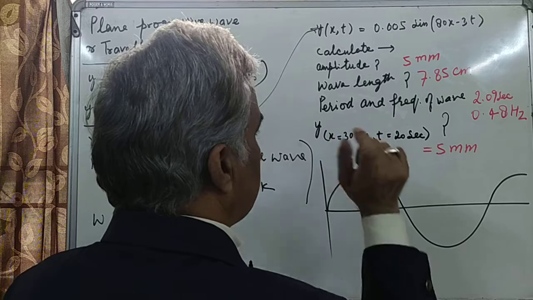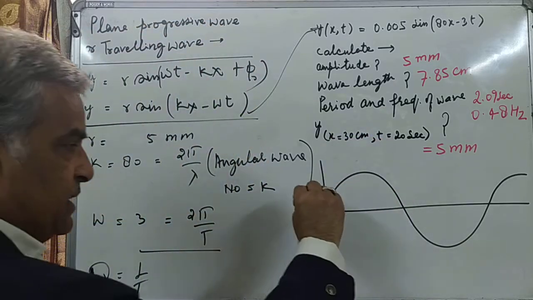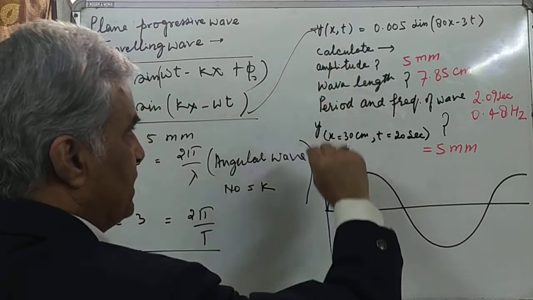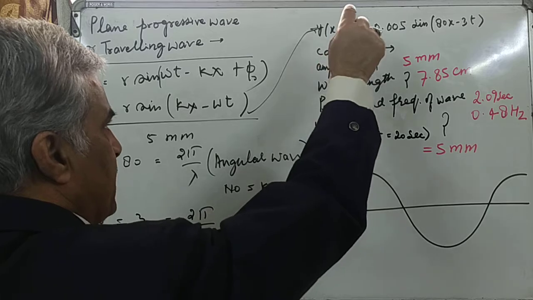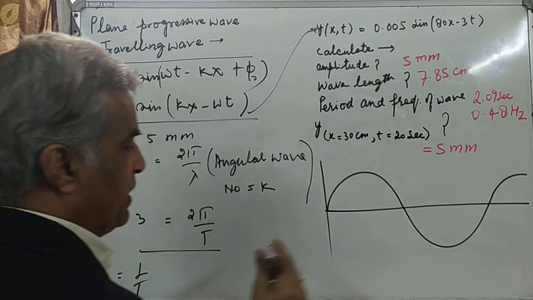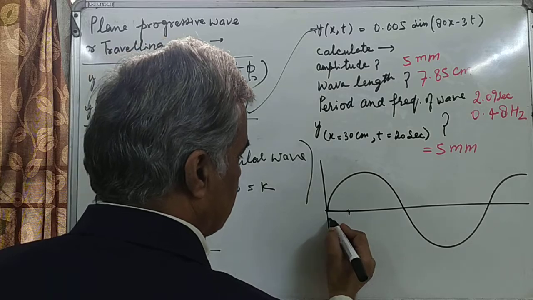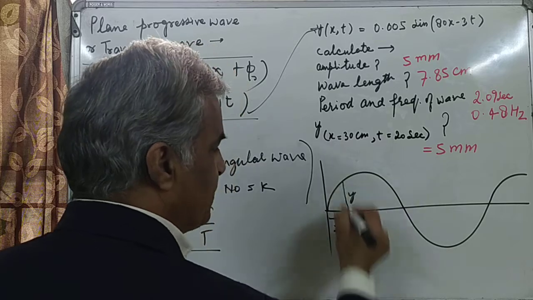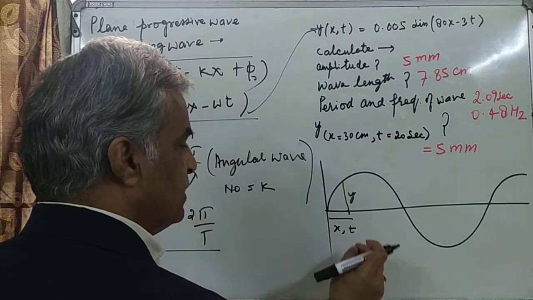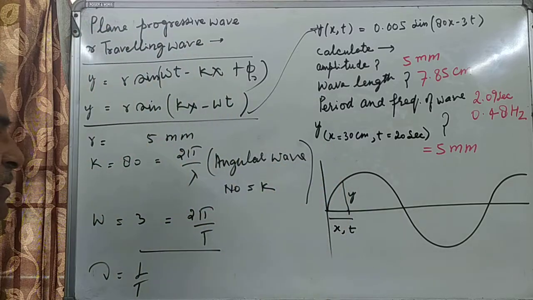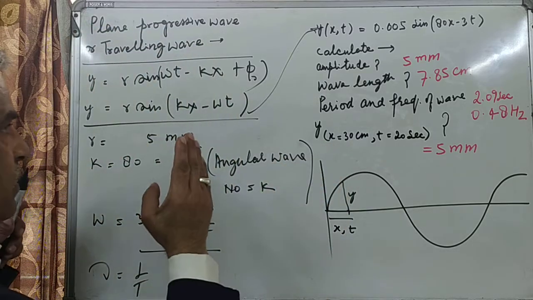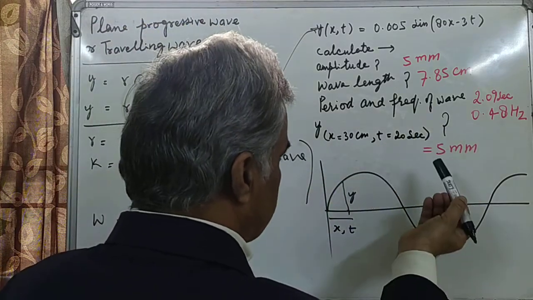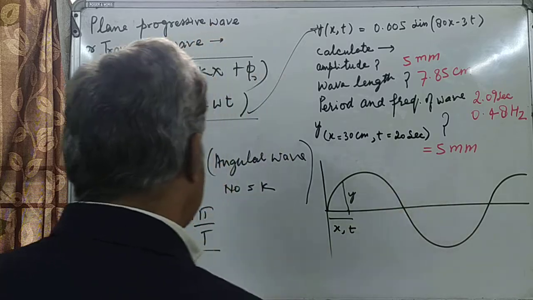The last one is y. What is y? This is the amplitude, and y is the displacement at position x and time t. This is y, the displacement of the particle at position x at time t. So what is y when the position is 30 centimeter and time t is 20 seconds?